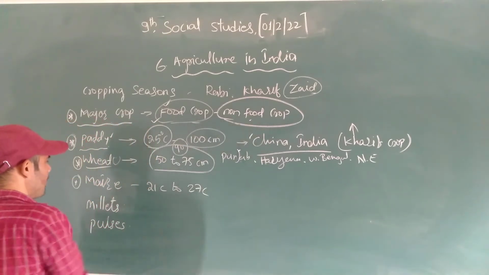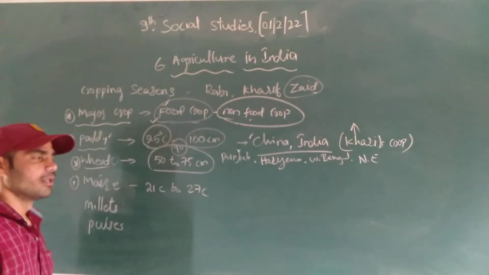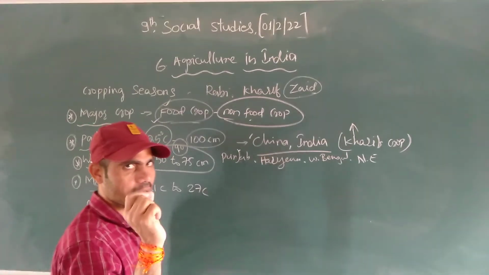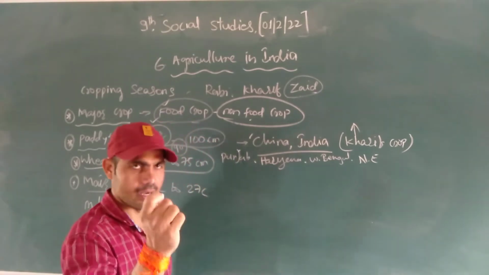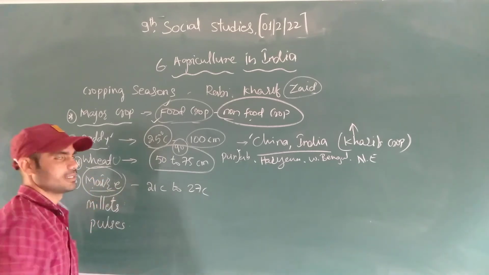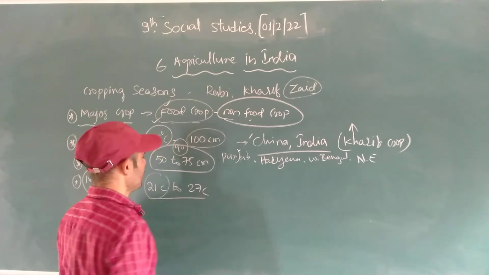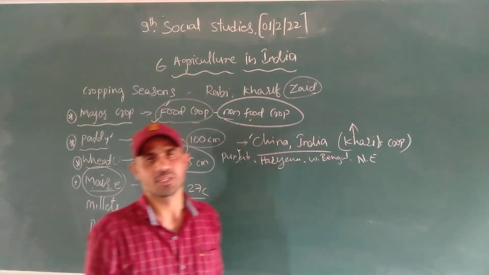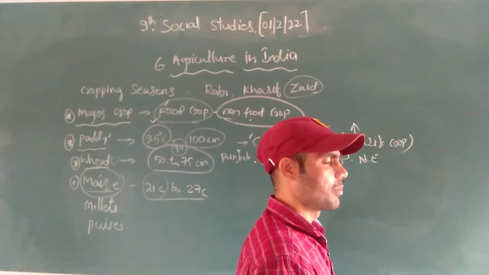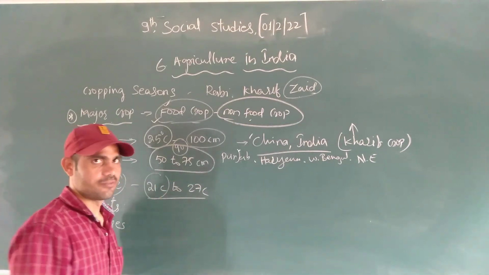Next, maize. Maize means corn, the popcorn, all those things, right? Nowadays we are producing it in Telangana also. Most South Indian states, Telangana, AP, Karnataka and some parts of Tamil Nadu, have the highest production of maize. For maize you need a temperature of 21 to 27 degrees, as well as annual rainfall.